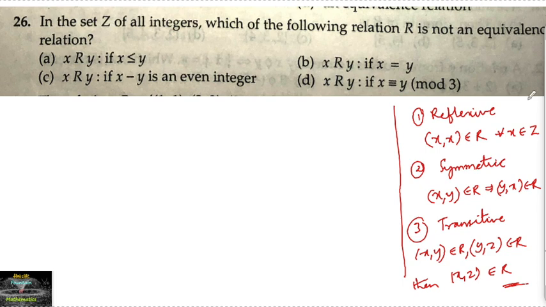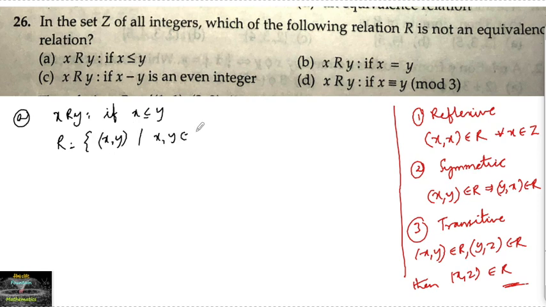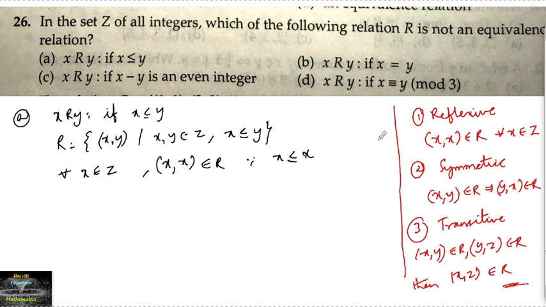First one, if I can see, x is related to y if and only if x is less than or equal to y. So R is equal to the set of ordered pairs (x, y) such that x, y belongs to Z and x is less than or equal to y. This is the condition. Here we know that every number can be less than or equal to itself, because there is an equality. So for every x belongs to Z, we can say that (x, x) belongs to R, since x can be less than or equal to x. So we can say this is reflexive.